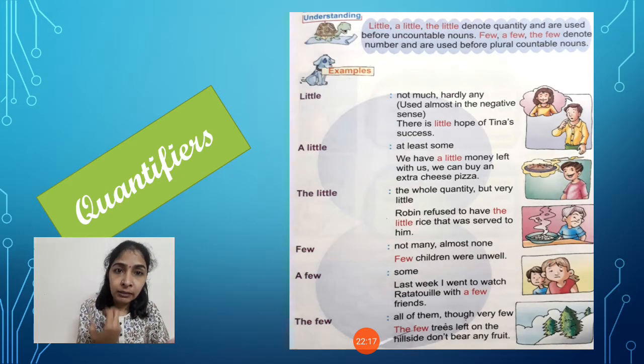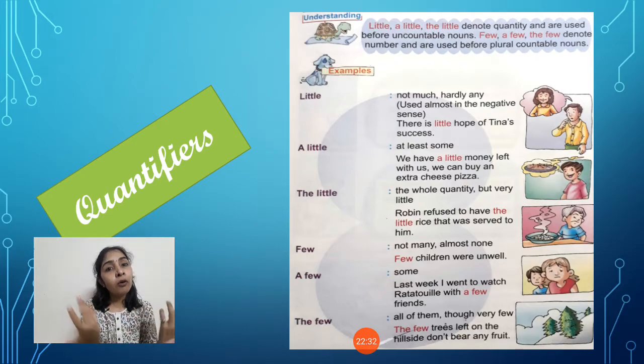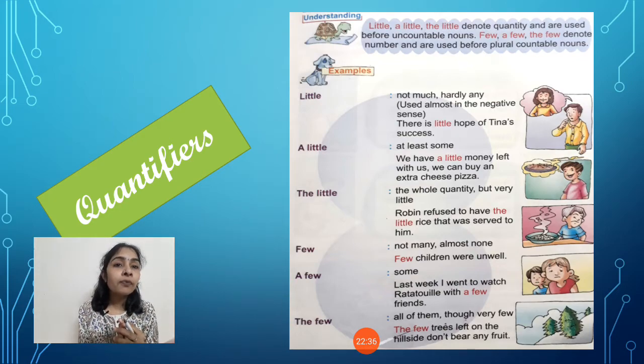Similarly, the thing is with few. Few makes the same sense, not much, almost none. That means hardly none. Again, a few makes a sense of some, and the few makes the sense of all. The little but all. The only difference is little is used for uncountable things and few is used for countable things. Let's see the example.